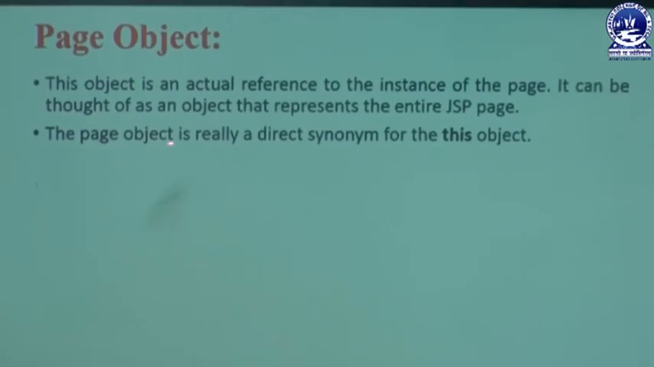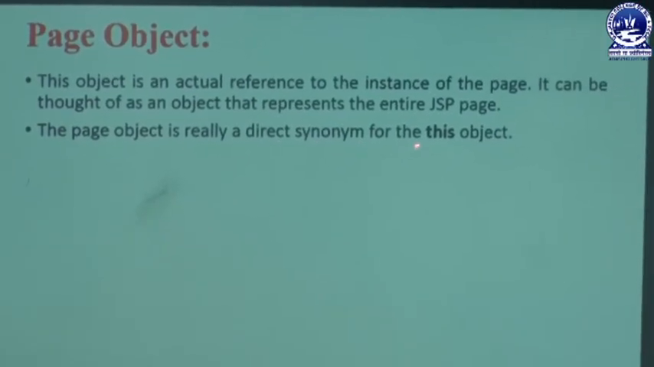Whenever the user creates a page object, that page object is relevant to this object. That means if a user wants to create a page object which is located in the same file, that is known as a page implicit object. Now we can focus on the slide. Here we are going to discuss that the page object is really a direct synonym of the this object.